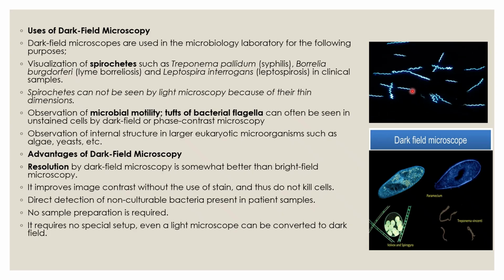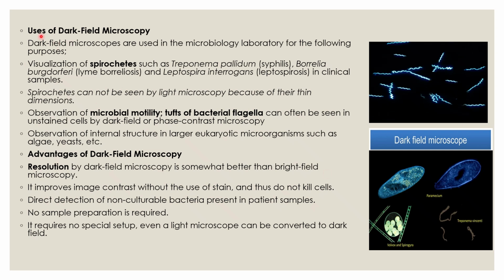Okay, so now these are some of the pictures or images of the dark field microscope. As you can see, the background is completely dark and you can beautifully see the specimen over here, which is illuminated. You can also see the natural color. It's not stained over here. You can also find the natural color of the specimen in the dark field microscope, which is beautifully illuminated. Okay, so these are the images of the dark field microscope.